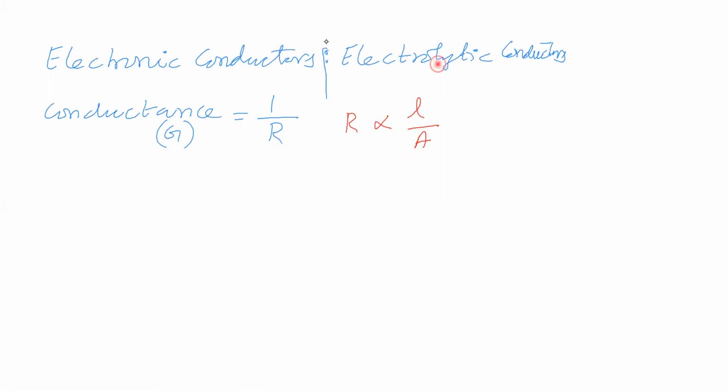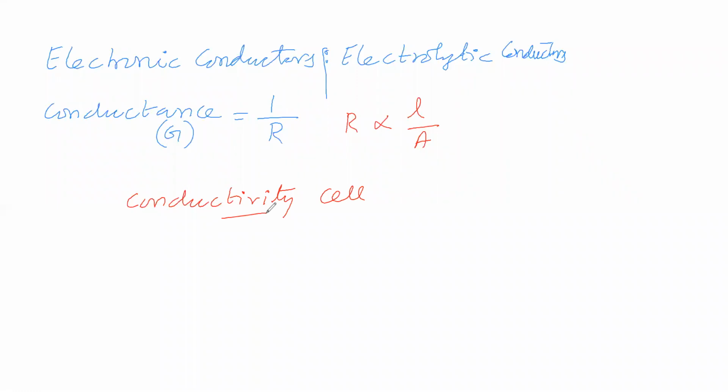For electrolytic conductors, how to see L and A? That we will see. For electrolytic conductors, what we are taking is one which is called a conductivity cell.